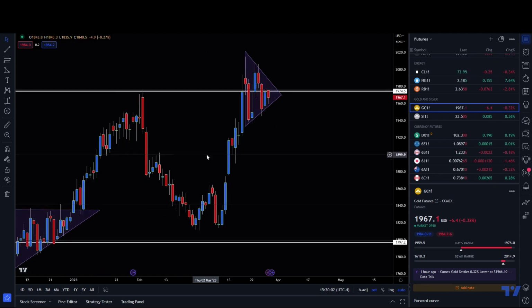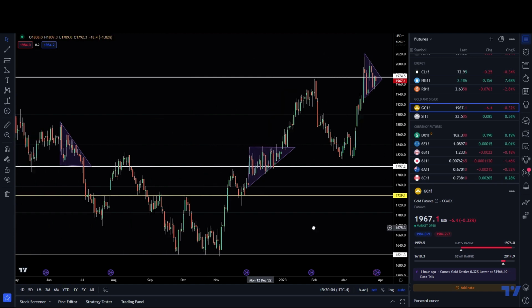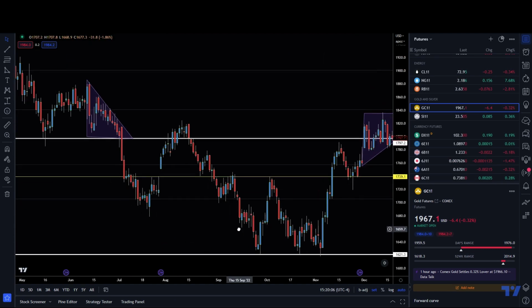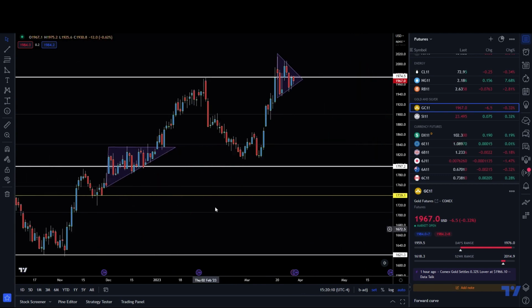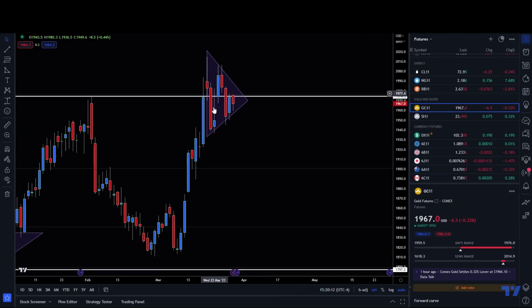Okay, so there you go. Three triangles. Those are the main three that you really want to be aware of: descending, ascending, and symmetrical. They call it symmetrical because it has a slope on both sides, like a declining slope and an inclining trend here, right? So, all right, those are the triangles.